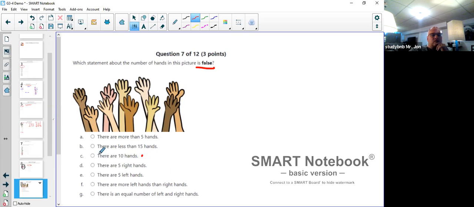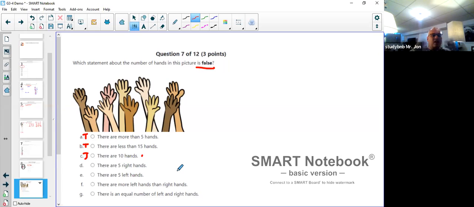No, that's true. You just go through the list. There are more than 5 hands. Is that true? Yeah, that's true, right? Okay. There are less than 15 hands. Is that true? That's also true. Chloe, you're nodding your head. That's good. Okay. There are 5 right hands.